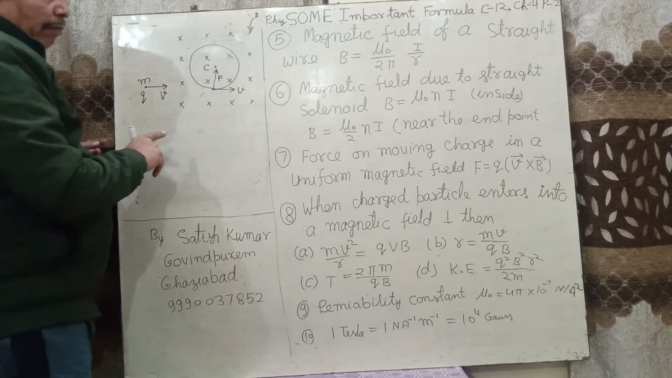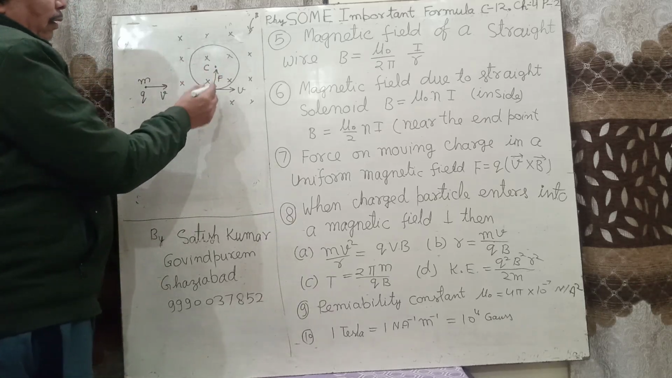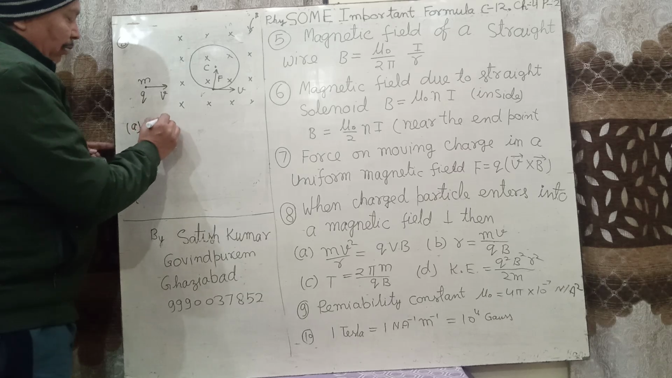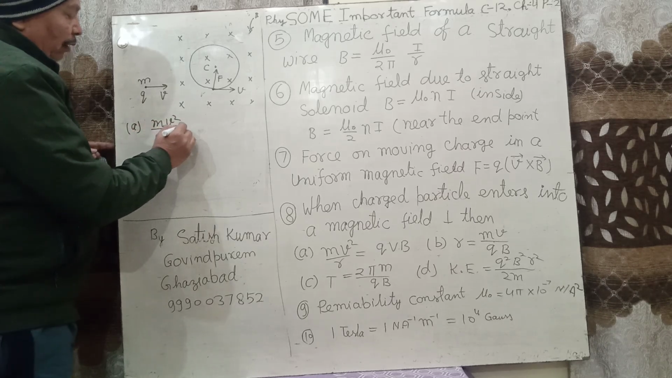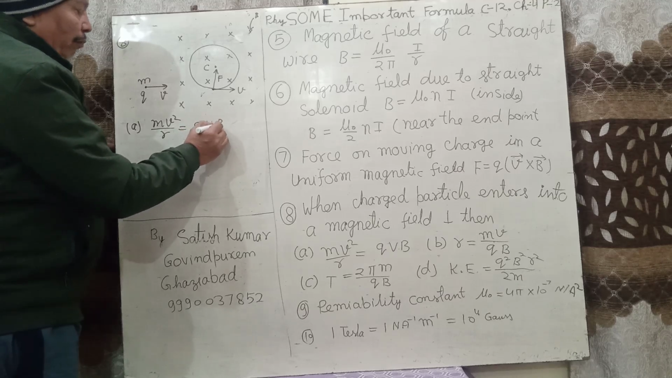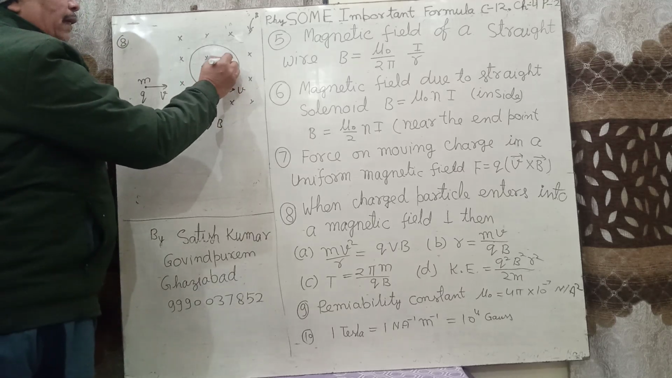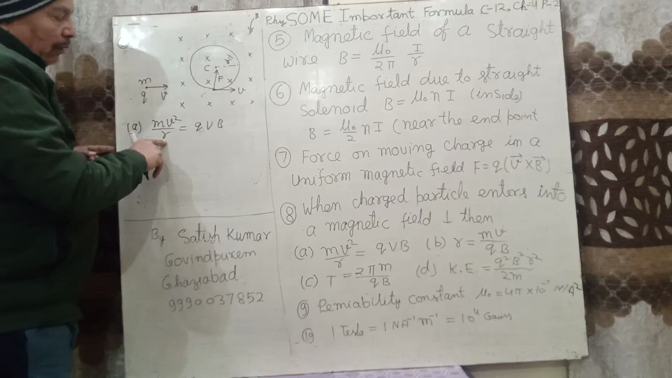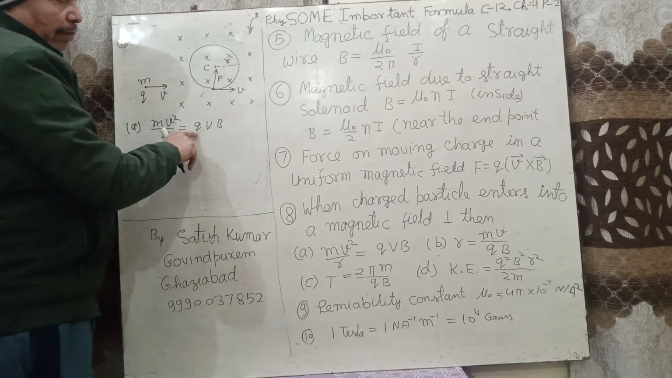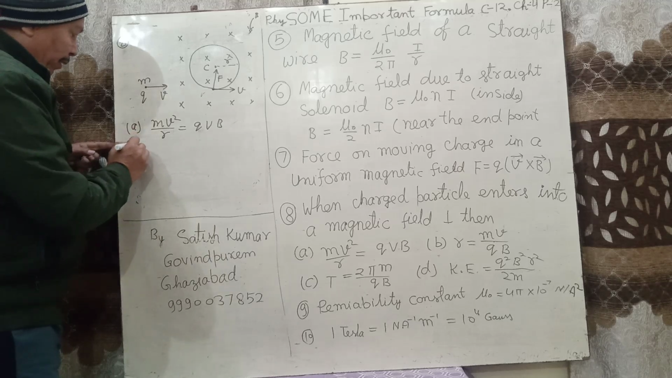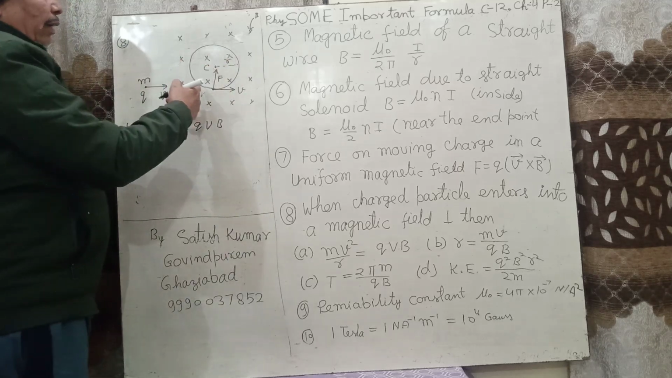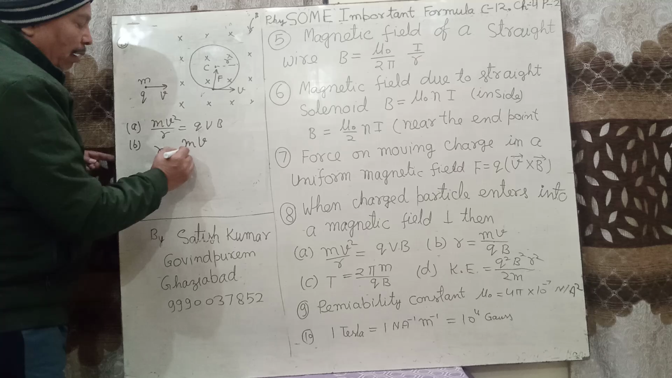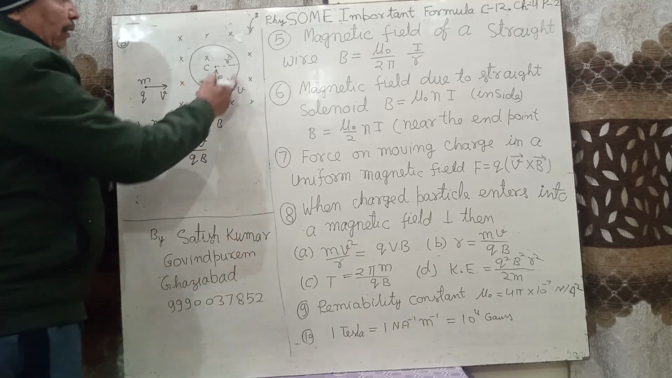In this condition, centripetal force m v square upon r equals q v B, where r is the radius of the circle. This is the centripetal force and this is the magnetic force. Now I am telling you B part. The radius of this circle in the magnetic field, r equals m v upon q B.